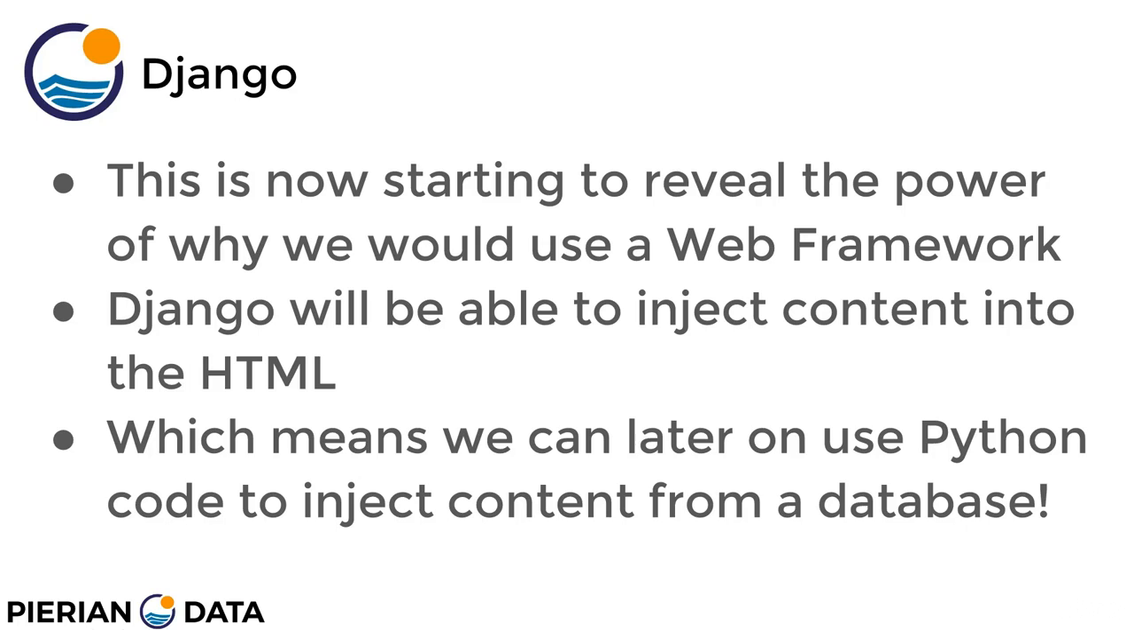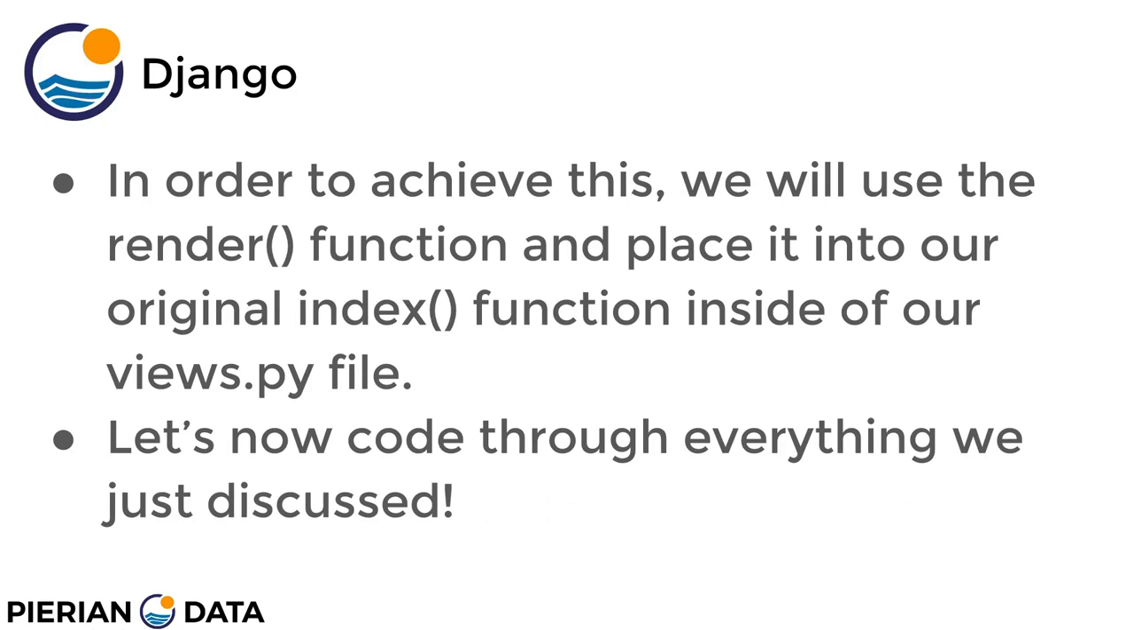Django will be able to inject content into the HTML, which means we can later on use Python code to inject content from a database, which we'll learn about when we learn about models with Django. In order to achieve all of this, what we will use is a new function called the render function, and place it into our original index function inside of our views.py file that we've been working with.